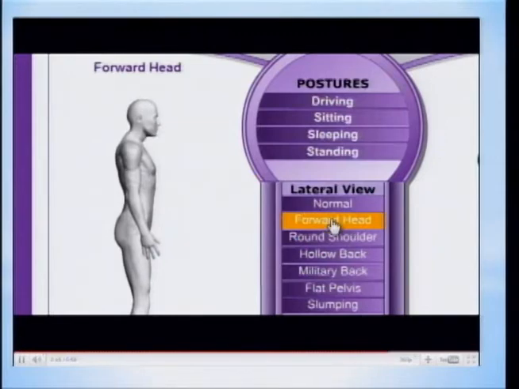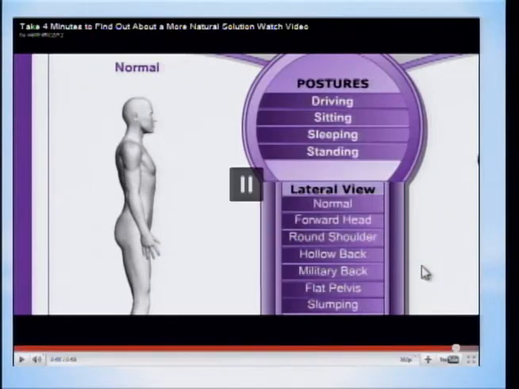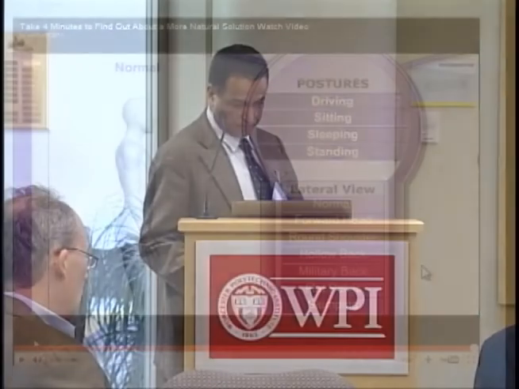Okay. So we move to the other slide. Okay. How do I move?